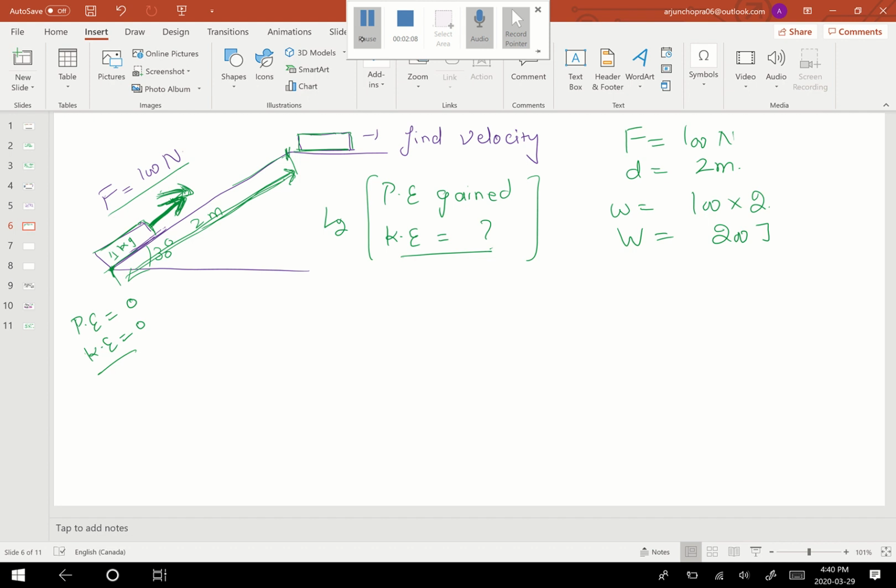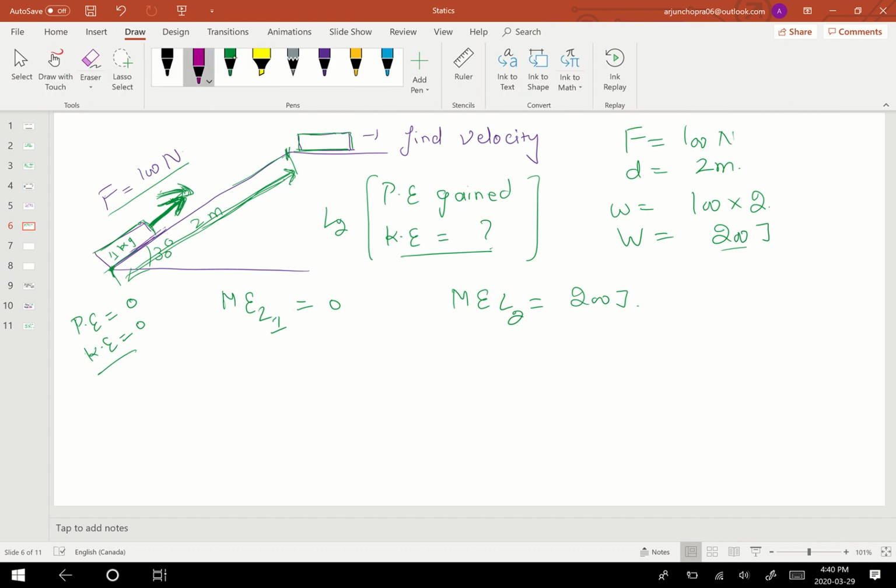Initial energy at location 1, ME at location 1, was equal to 0. ME at location 2 is equal to how much? I would call it 200 joules. Now, can I find the potential energy? If I somehow find this height, I'll be able to find the potential energy. So potential energy at location 2 will be equal to mgh.